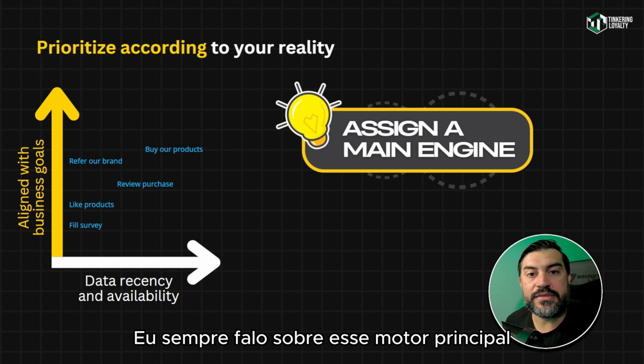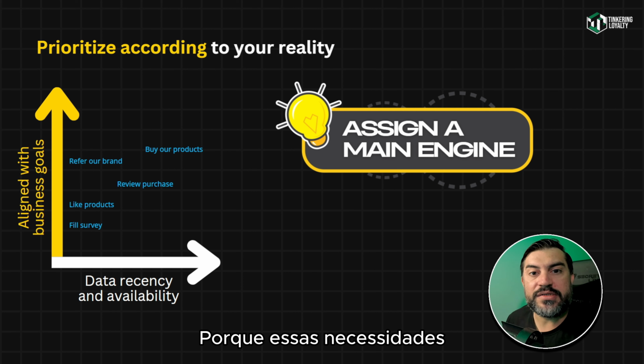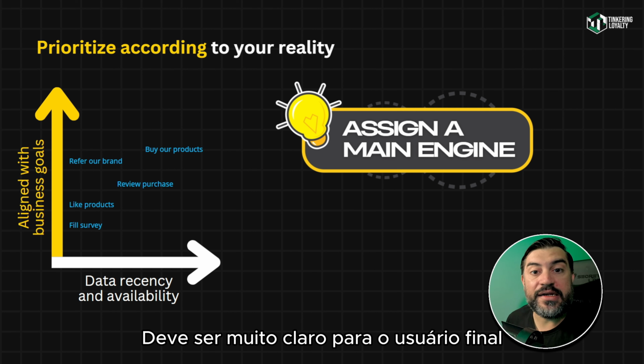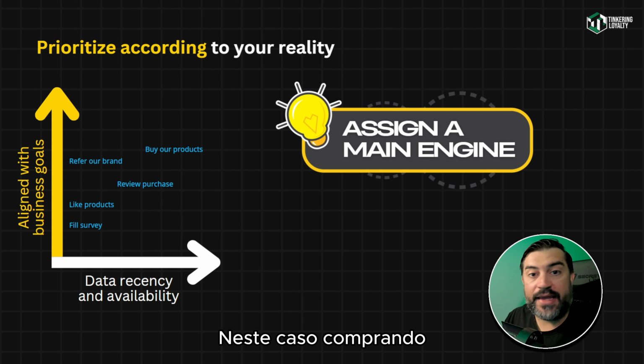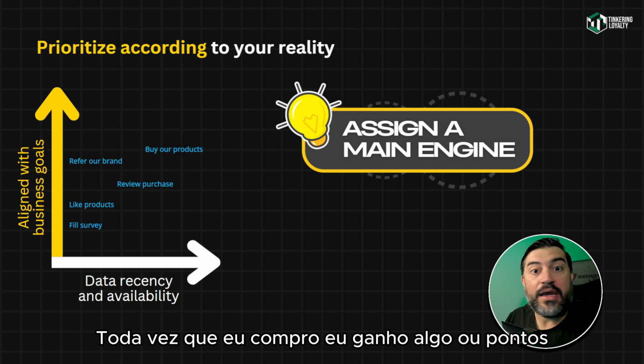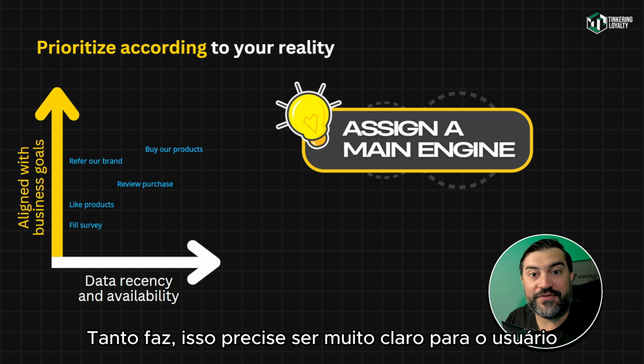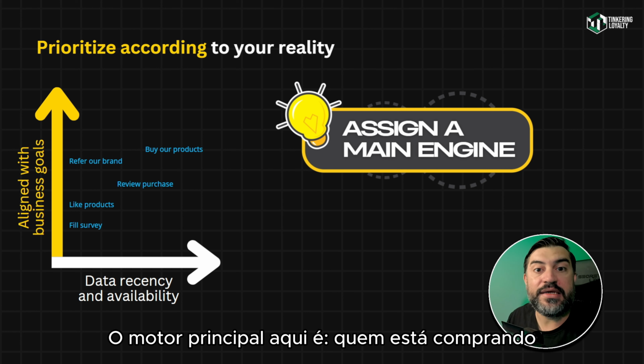I always talk about this main engine with the brands I work with, because this needs to be very clear for the end user. They need to understand what is the main engine here. In this case, buying. Every time I buy, I get something, either points, either stamp cards, whatever. This needs to be very clear to the user. The main engine here is buying.